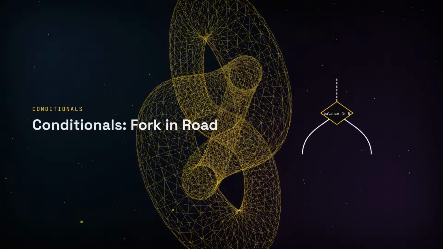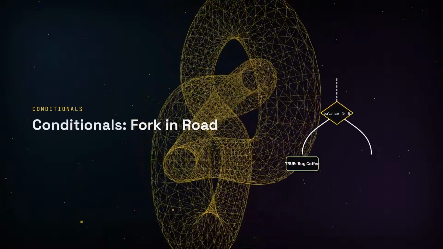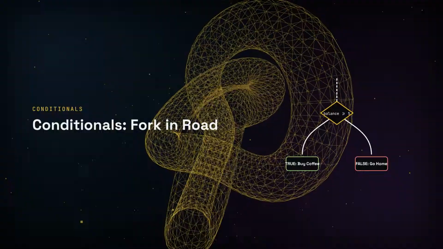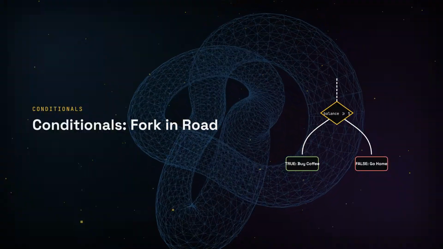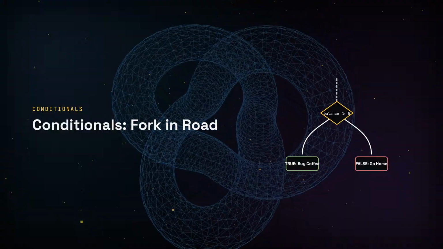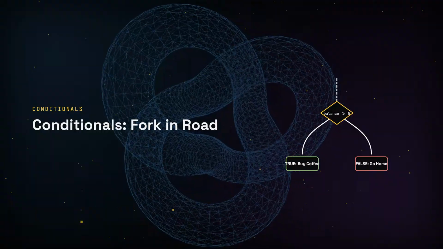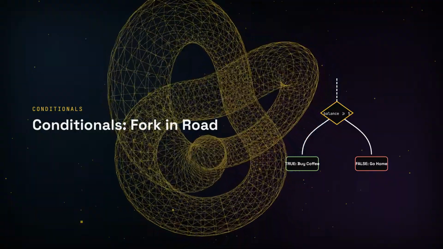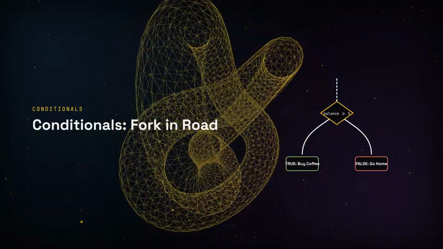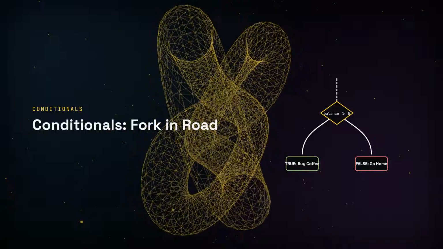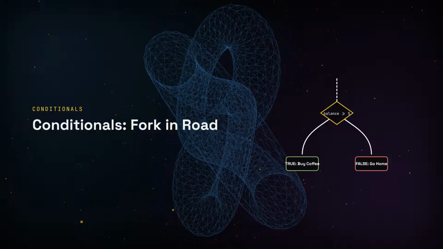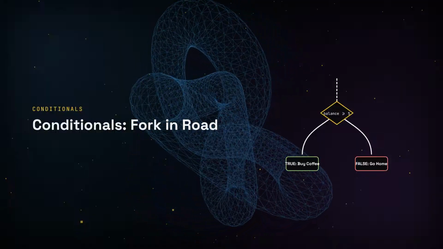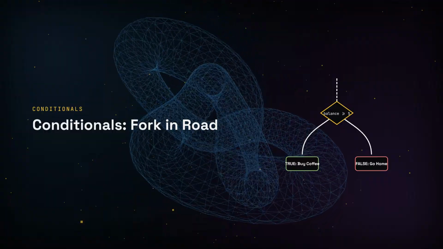A computer program that simply executes the same instructions in a straight line would be very boring and rigid. To make our programs smart, they must make decisions based on real-world conditions. This is where conditional statements come in, functioning exactly like a fork in a hiking trail. In Python, we use if, elif, short for else if, and else statements to control the flow of execution.